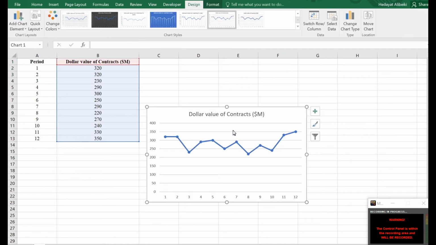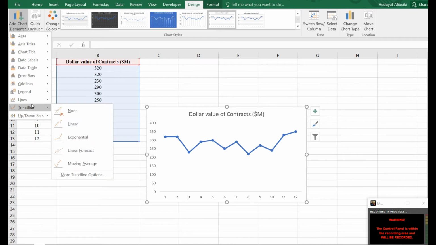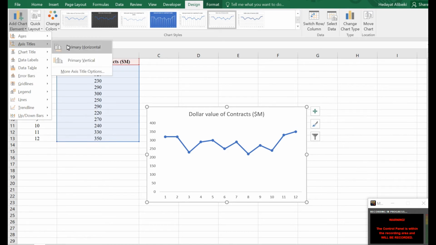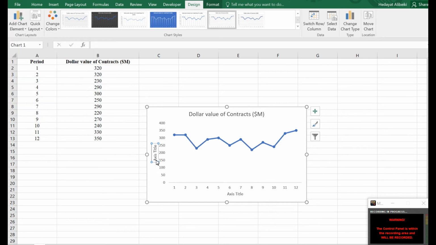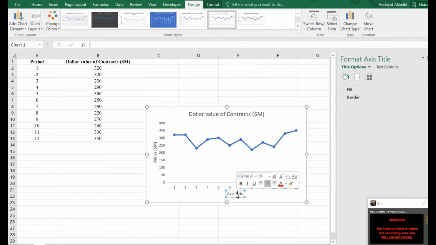and then I just need to make it a little bit nicer and cleaner by removing the grid line and adding axis titles, horizontal and vertical. So the vertical title would be values in dollars, $1,000,000, and then the horizontal axis title would be period number.